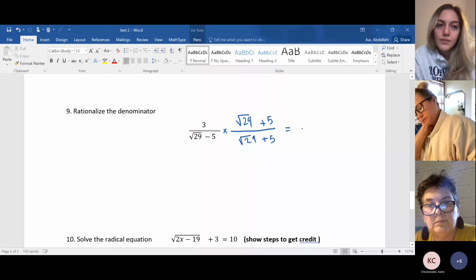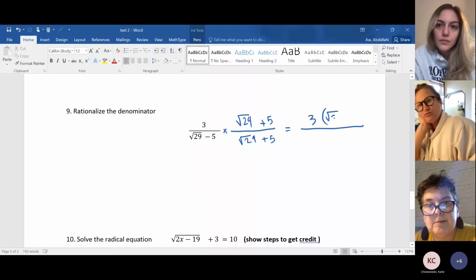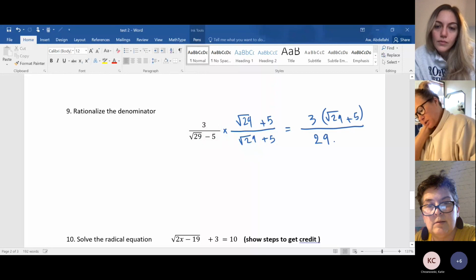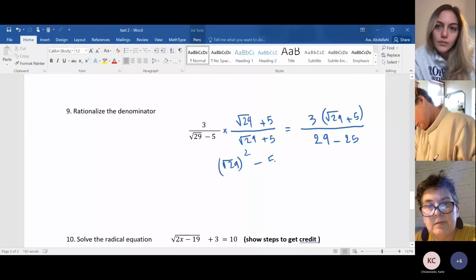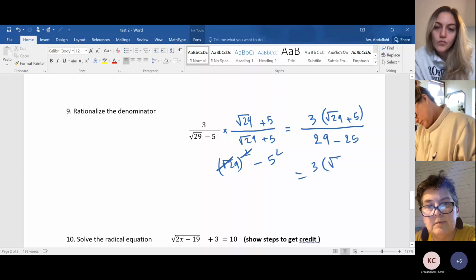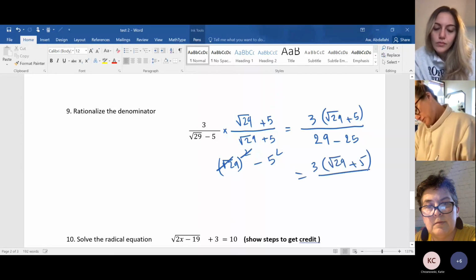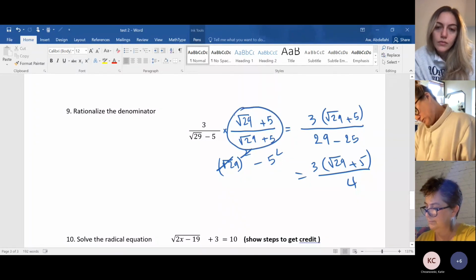When you do that, the numerator will be this. We don't need to distribute, you can leave it like that. But the denominator, remember, it's going to be 29 minus 25, because this is a minus b times a plus b. It's going to be root of 29 squared minus 5 squared, right? And root of 29 squared, they cancel out, going to be 29 minus 25. That's it. You need to remember this step right here, multiplying by the conjugate of the denominator. That's what you need to remember.